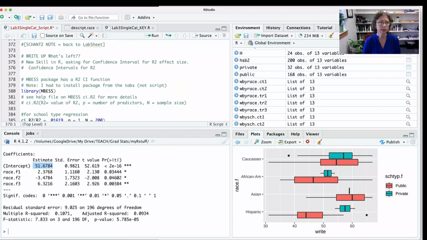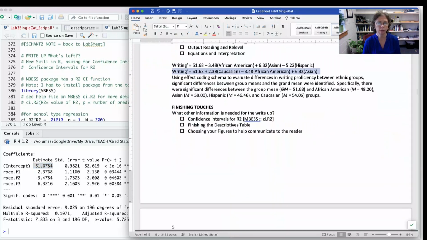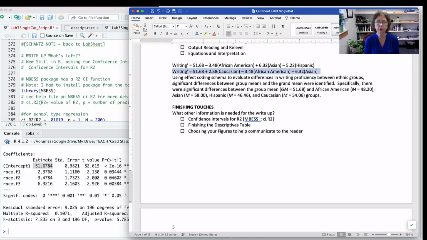Okay, so what's left to do? We've run all the regressions. We've done the regressions according to school type, both ways, treatment and effect coding, and we've looked at differences due to ethnicity groups, and we've run that using treatment coding to compare to a referent group, and we've run it using effect coding to compare to the grand mean. So we have all of that done. What's left for the write-up here?